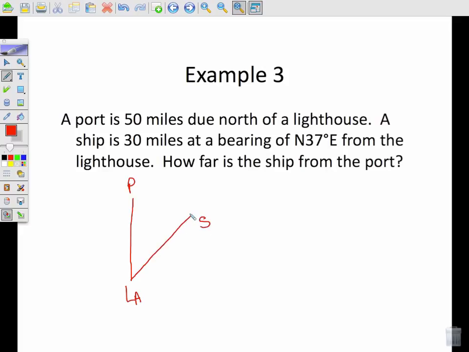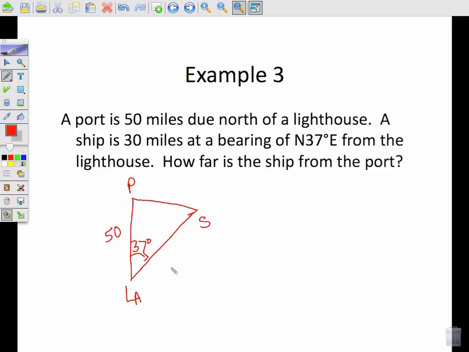there's the ship, and that would be northeast here 37 degrees. The port was 50 miles. We can make a triangular plot here. We got the lighthouse, the port, and the ship. What we don't know is we do not know any of the other angles. We know the 50.